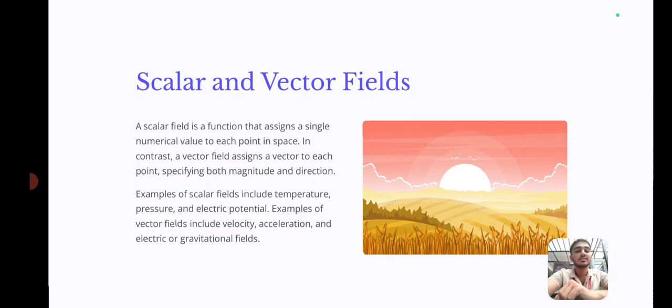Scalar and vector fields. A scalar field is a function that assigns a single numerical value to each point in space. In contrast, vector fields assign a vector to each point, specifying both magnitude and direction. Examples of scalar fields include temperature, pressure, and electric potential. Examples of vector fields include velocity, acceleration, and electric or gravitational fields.